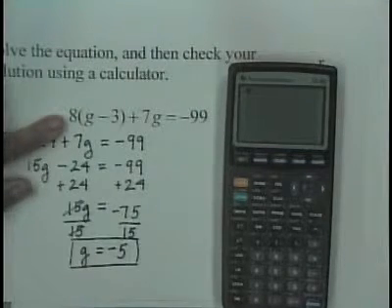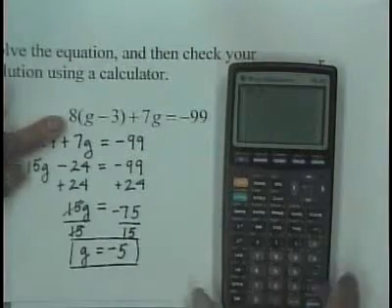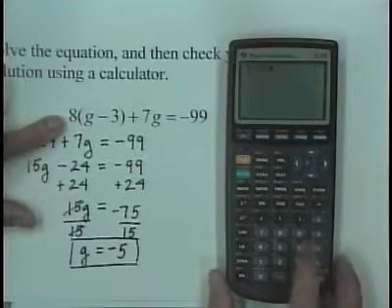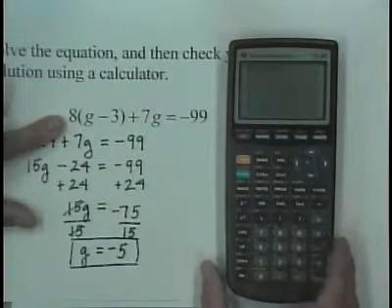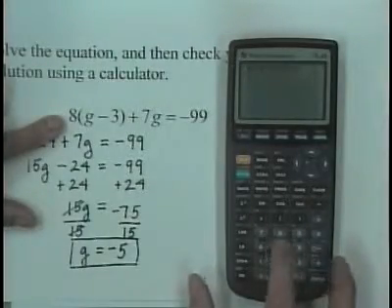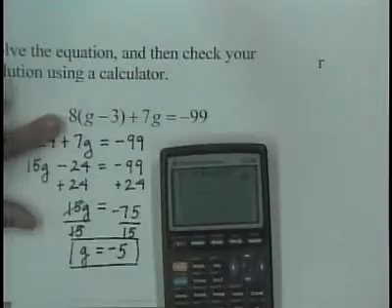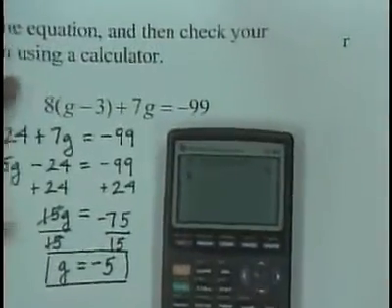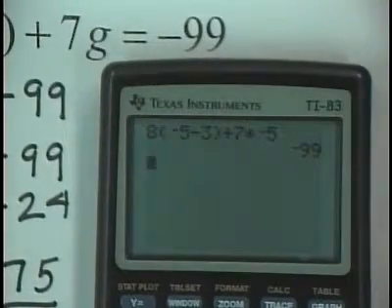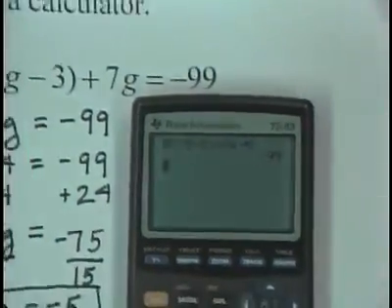Here we want to enter, as we see the equation, 8 parentheses -5, using the gray negative at the bottom of the screen. I entered -5. Then I have -3, close parentheses, plus 7 times -5, and I want to enter and see what result I get. I do get -99. Let me zoom in and show you how that was entered on your calculator. And that confirms that -5 is actually a solution to the equation, checking using a calculator.